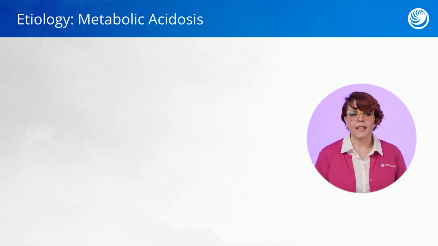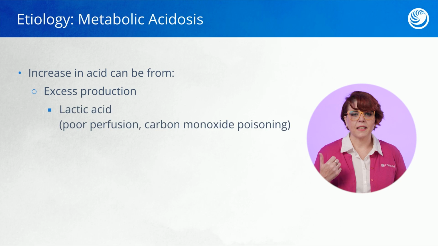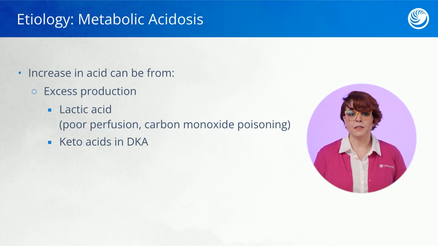Let's talk about the etiology of metabolic acidosis. So this is when your bicarb would be low from your kidneys. Now your bicarb is going to be low from what? An increase in acid. So we're thinking that there's too much acid production. Maybe your patient's in lactic acidosis from sepsis or carbon monoxide poisoning. Think about DKA, diabetic ketoacidosis, from putting off ketones.